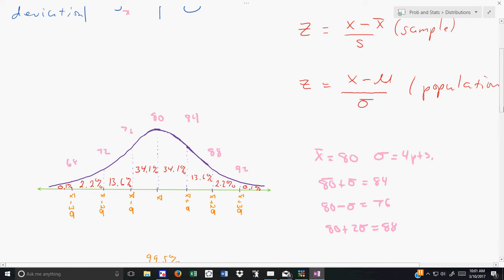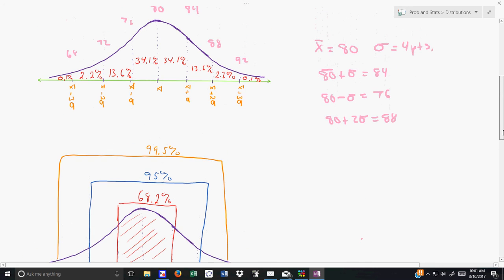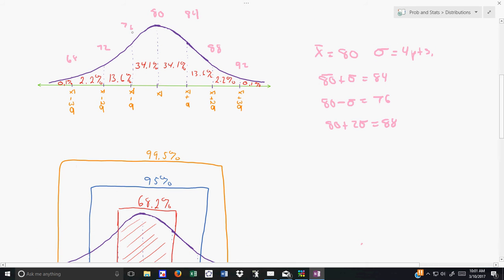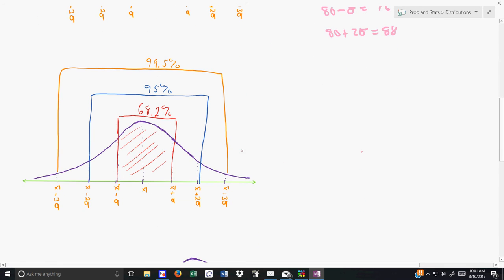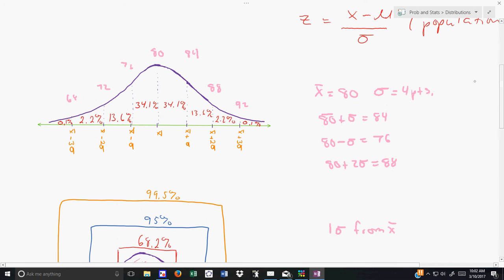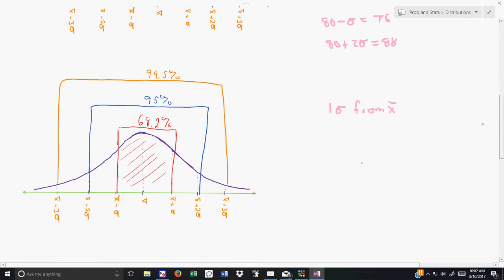So now I'm going to move on and say, all right, that means between a 76 and 84, these are all the students that are one standard deviation away. One standard deviation from the mean. That represents one standard deviation below and one standard deviation above. And we just said that that was between a 76 and an 84. That means 68.2% of my students fell between a 76 and an 84.